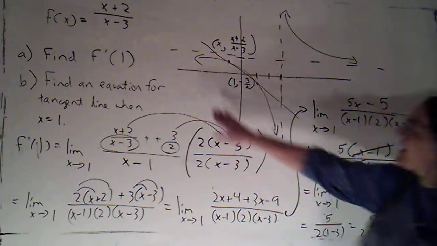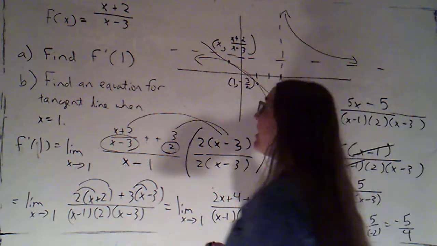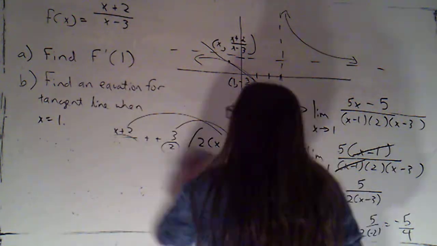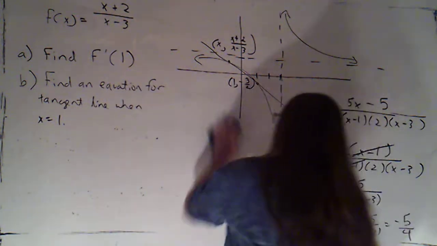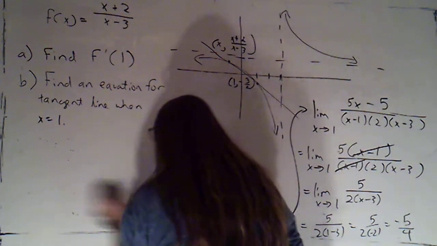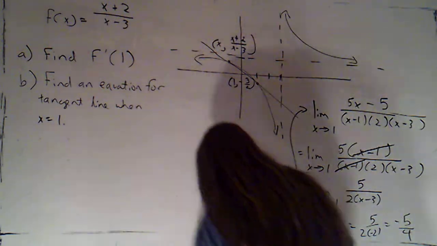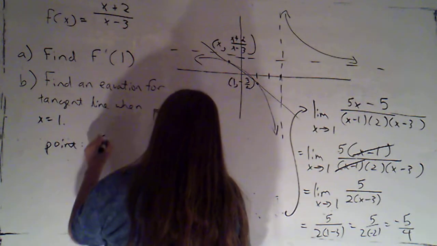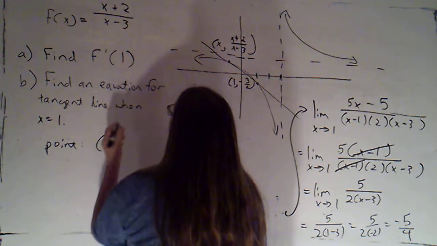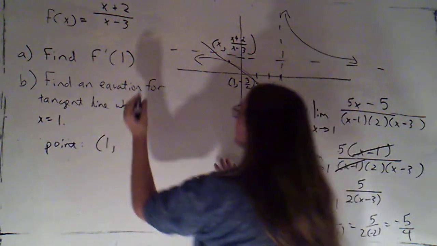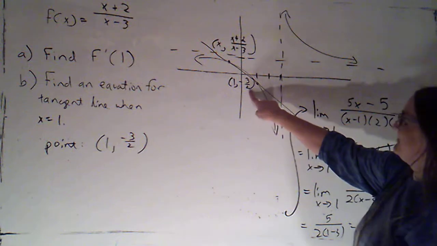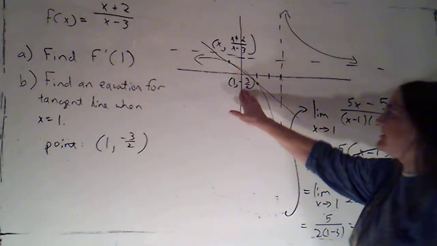Okay, so that's our answer to part A. Our slope is negative 5/4. And then part B, we wanted our tangent line. And once again, we've got the information we need to use point slope form. So our point is the point 1, comma, what did we have? We got negative 3/2, didn't we? We plugged in 1. Yes, there we are. That was our point of tangency.